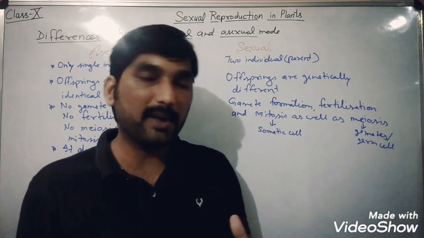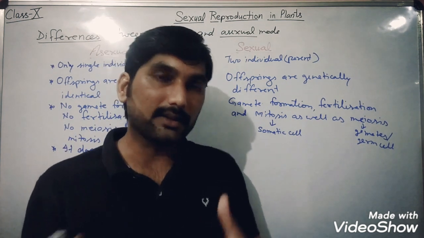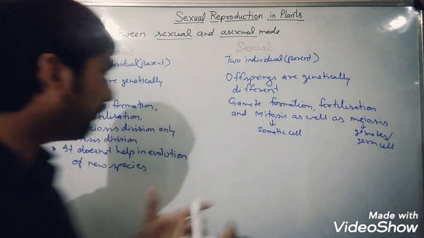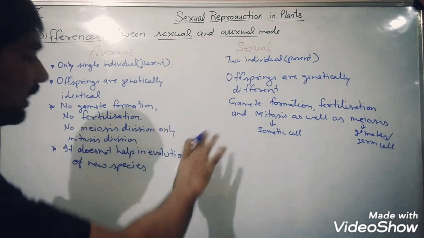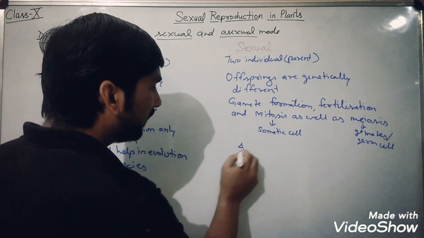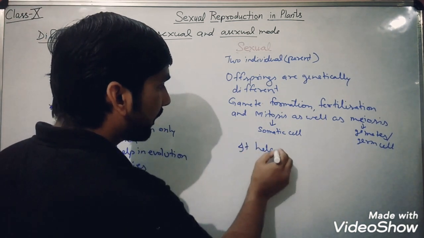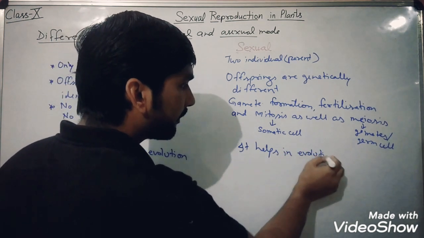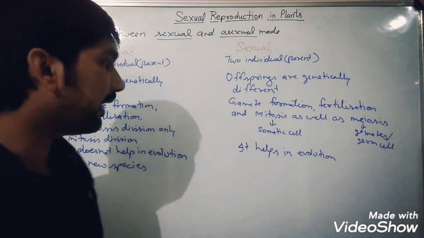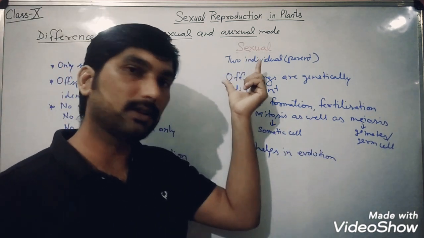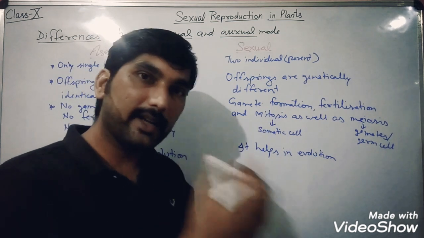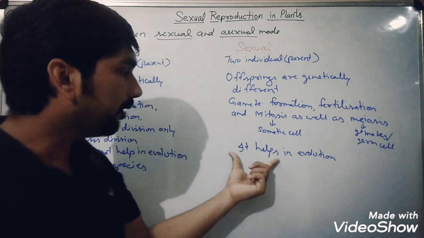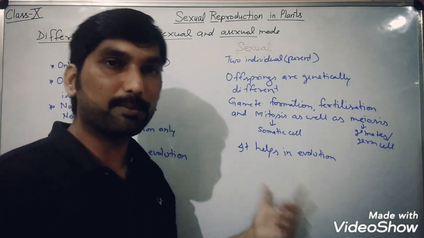Very rarely it may be possible that, due to mutation, a sudden change in the genetic information occurs, but that is very rare. But when we talk about sexual reproduction, it helps in evolution, as we have discussed earlier, because in this mode of reproduction the offspring have variation from their parents' genetic information. That's why it always helps in the evolution of new species.